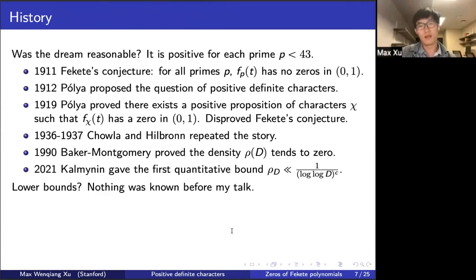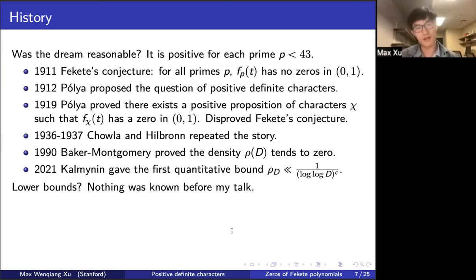And then in 2021, a couple of years ago, Kuo Ming gave a very nice result. He gives the first quantitative bound. He proved that this quantity rho_d tends to 0, but actually it is bounded by at most 1 over (log log d) to some power c. And then I think in his paper, he conjectured that he believed this is probably the correct shape. So basically, he believed that rho_d roughly looks like 1 over log log d times some constant.